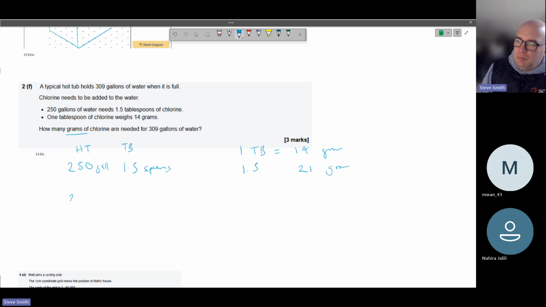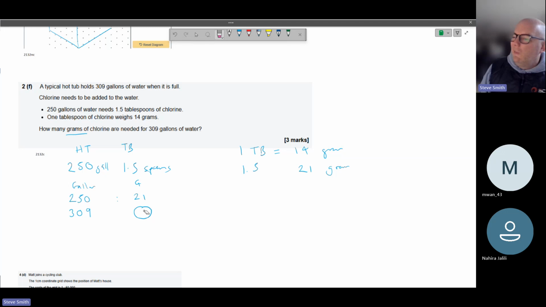So we now know that a hot tub, if it's 250, is going to be 21 grams. So we can put grams here and we can put gallons there. We need 309 gallons. So we can look at the relationship here and do the same to this number, or we can look at the relationship here and do the same to that number. Once we set it out like this, where we've got a missing number, we can quickly work it out.